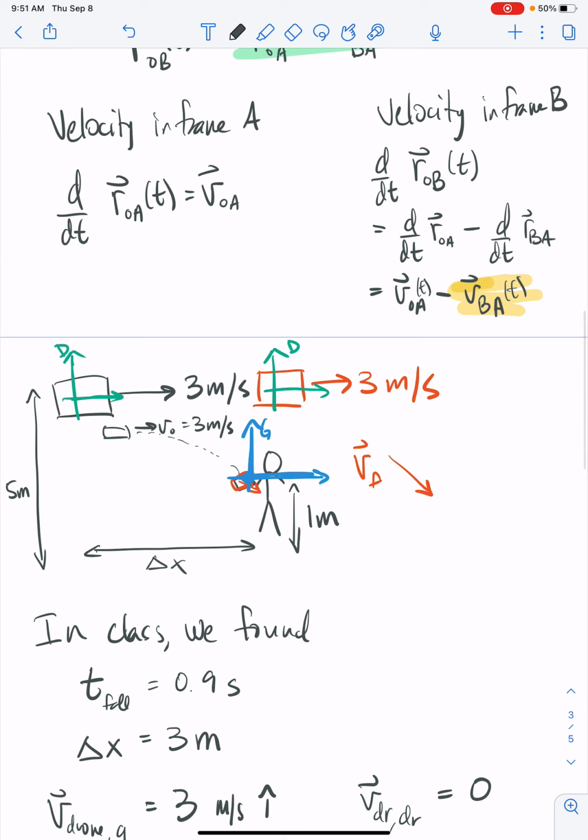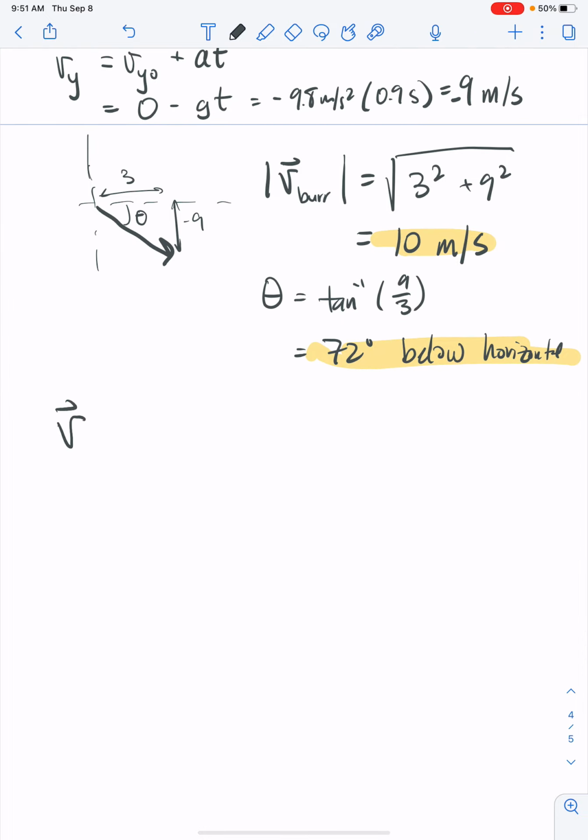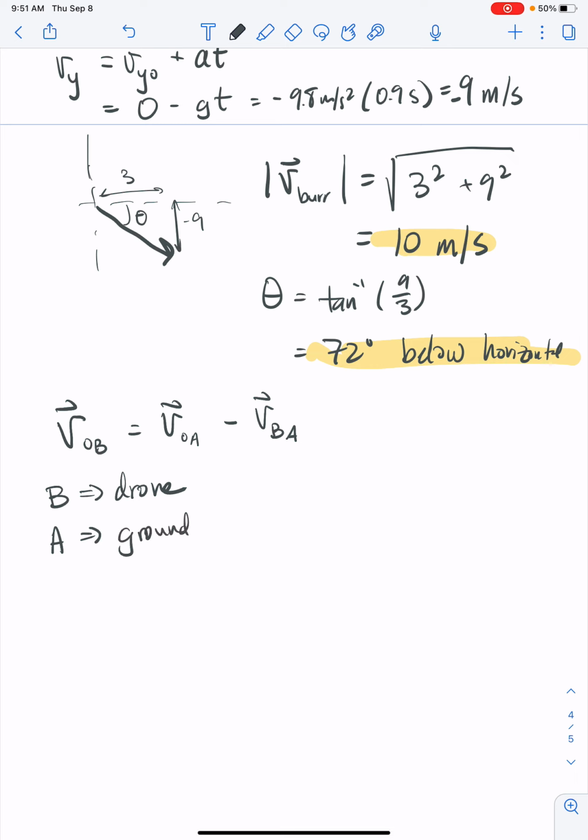Remember that we found that the velocity in B was the velocity in A minus the velocity of the coordinate system B in frame A. I'm going to write that down again right here. So the velocity in B is the velocity in frame A minus the velocity of coordinate frame B relative to A. So what do each of these mean here? B, we're going to consider to be our drone frame.